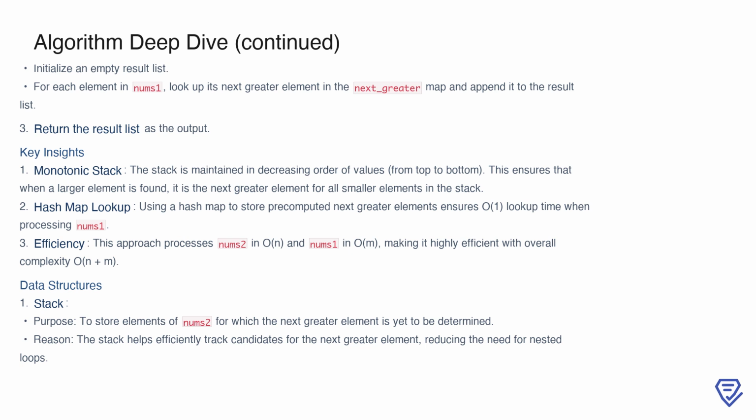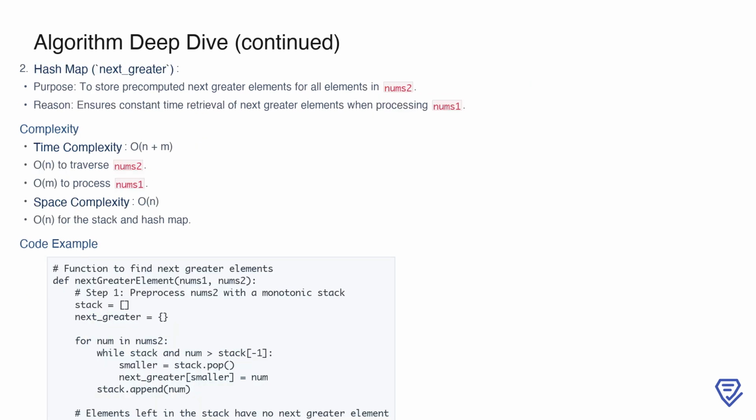The key insights from this approach are the use of a monotonic stack, which ensures we can efficiently process the elements of nums2 in linear time, and the hash map, which allows constant time lookups for nums1's elements. Together, these structures provide an efficient solution with an overall time complexity of n plus m, where n is the size of nums2 and m is the size of nums1. Let's take a closer look at the data structures and their roles. The stack is used to store elements of nums2 for which the next greater element has yet to be determined.